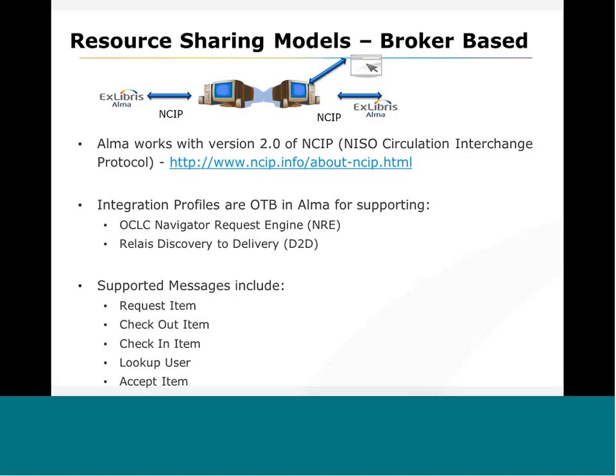ALMA supports 5 NCIP messages currently. There are plans to expand that a bit also. But these 5 messages are pretty much enough to set up a full ILL communication between borrower and lender. They're request item, check out, check in, look up user, and accept item. And again, we'll go into the workflow and see how each such message fits into the workflow for integrating the resource sharing system with ALMA.